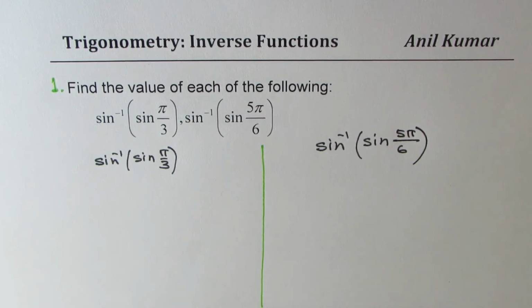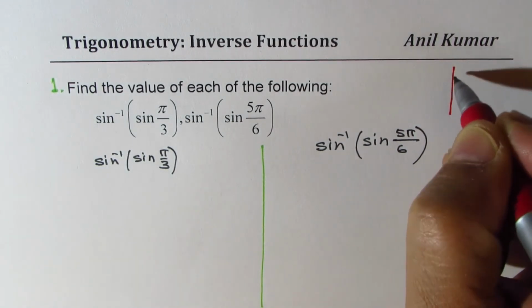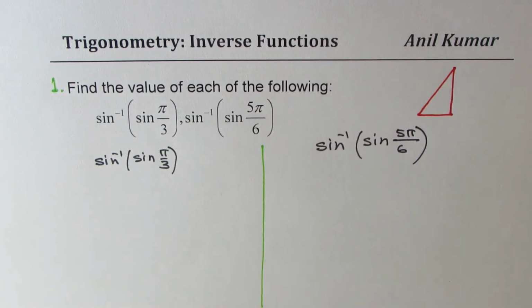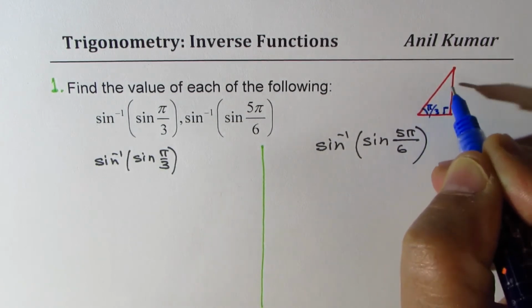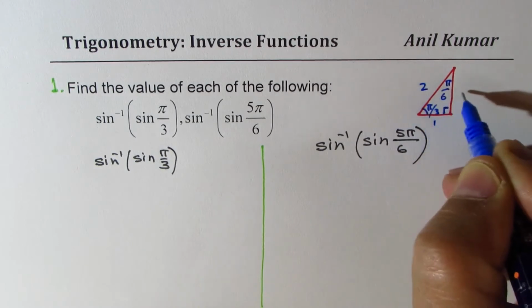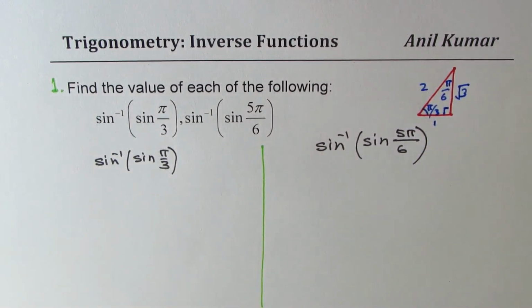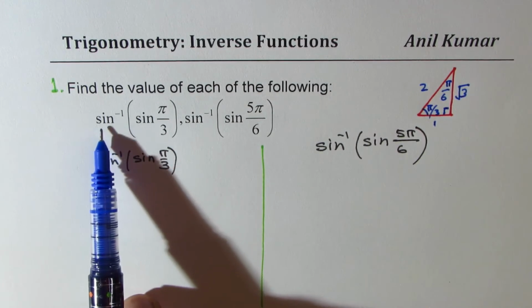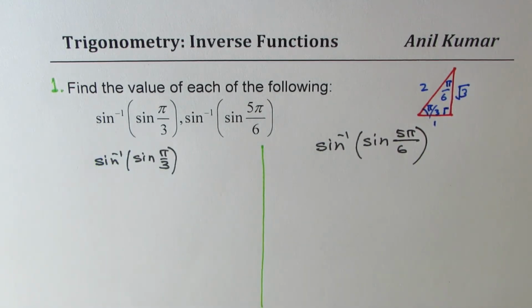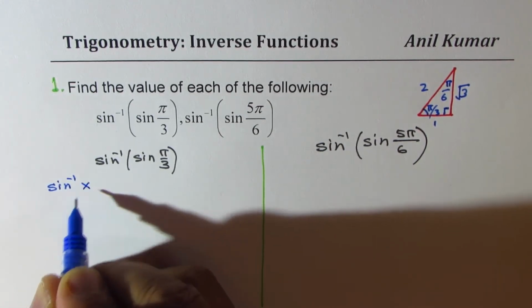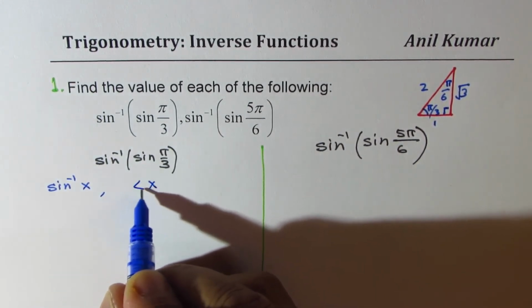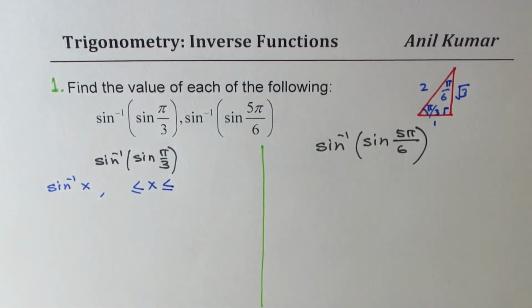Since we are talking about pi by 3 and pi by 6, let me use a special triangle which relates these values. If we have a triangle with pi by 3 and pi by 6, the sides are 1, 2, square root 3. You should also remember that when you're talking about sine inverse, what is the domain you're working with? So let's write it down. For sine inverse of x, x belongs to what value? This is very important to understand to answer such questions, right?